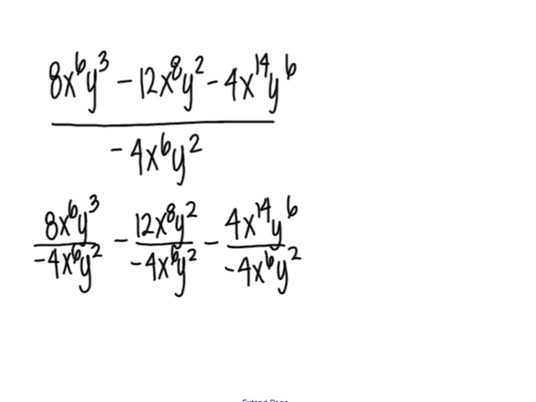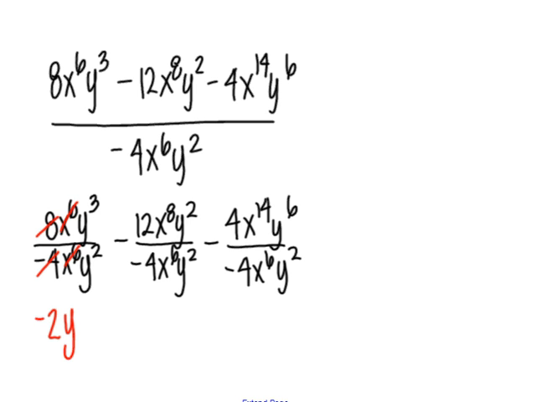I didn't change any signs. I copied it exactly like it appears. And now I'll manage the signs. Simplifying the first one, 8 divided by a negative 4 would give me a negative 2 result. X to the 6 and x to the 6 divide out. 3 minus 2 would give me 1y in the top. So that would be negative 2y to the 1.